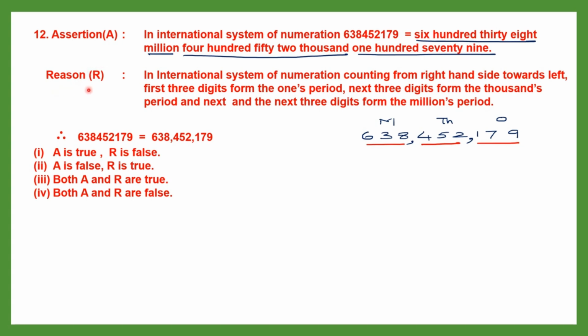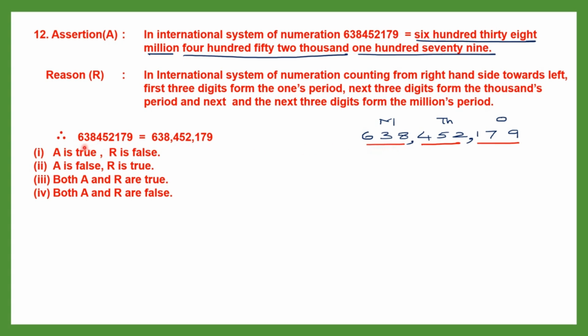Let's go to the reason. In the international system of numeration, counting from right hand side towards left, the first 3 digits form the ones period. Correct. 1, 2, 3 form the ones period. The next 3 digits form the thousands period. And the next 3 digits form the millions period. That's also true. That means the reason is also correct.